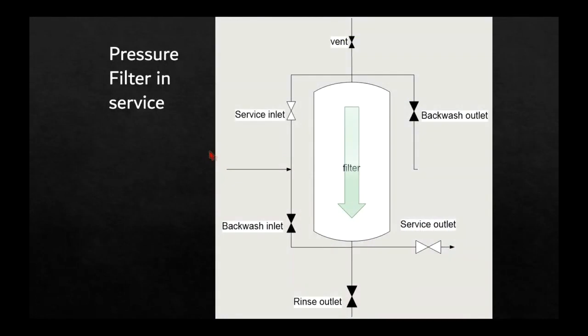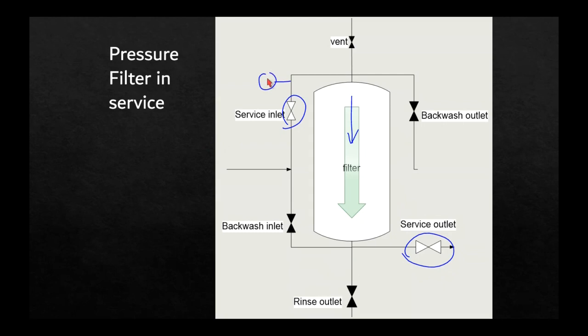Now, as for the filter run, here you can see it's in service. We've got a service inlet, we've got a service outlet. We've also got a backwash inlet, a backwash outlet, we've got a vent, we've got a rinse outlet. So those two are open right now, the service inlet and service outlet, and the water is flowing through the filter medium and out. So we've got a particular delta P.